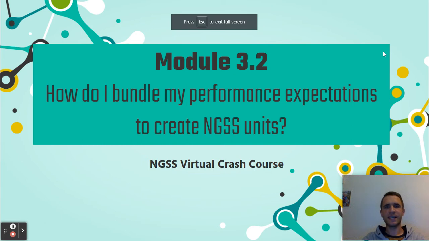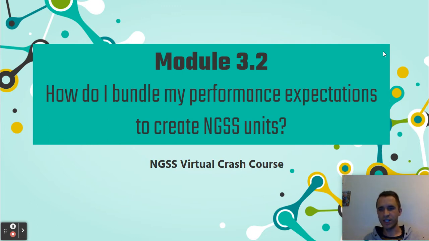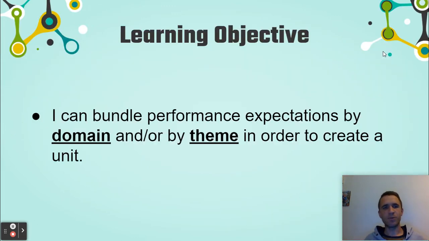Hi everyone, welcome to the second lesson of Module 3, where we're asking the question, how do I bundle my performance expectations to create NGSS units? Our learning objective says, I can bundle performance expectations by domain and/or by theme in order to create a unit. Really important to acknowledge this lesson is not an exhaustive explanation of creating an NGSS unit.